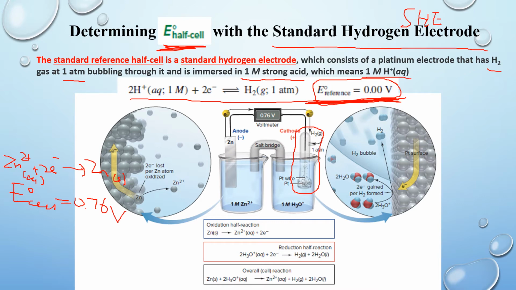Same for all the other electrodes. You just connect the one you're interested in with this SHE and then measure the voltage. Make sure everything is at standard state. That number is the standard half cell potential for the electrode of interest.